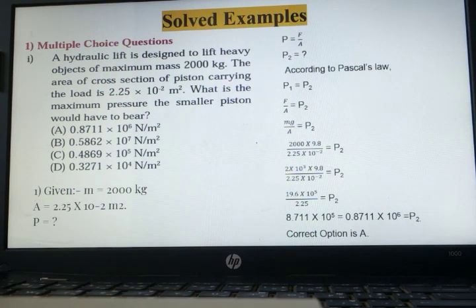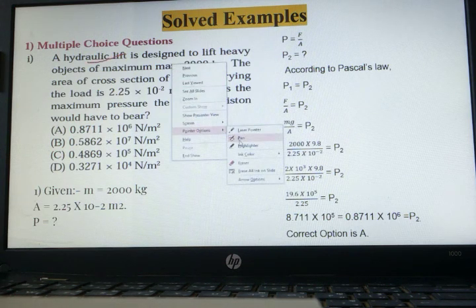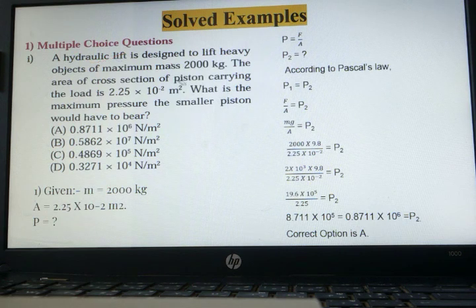Okay. Now we will be starting with the exercise. This is an unsolved MCQ which is given. What does the question state? Try to understand. A hydraulic lift is designed to lift heavy objects of mass 2000 kg. The area of cross section of the piston carrying the load is 2.25 into 10 raised to minus 2 meter square.